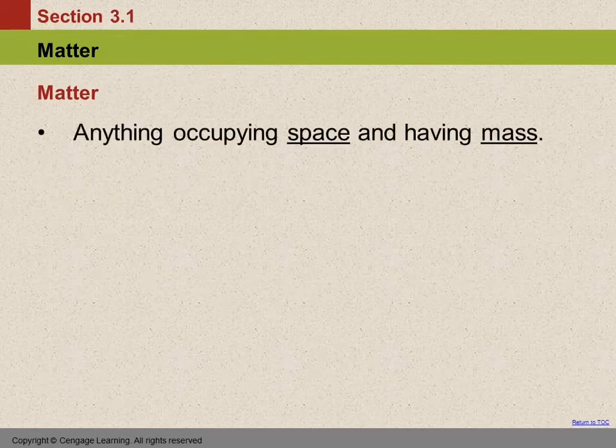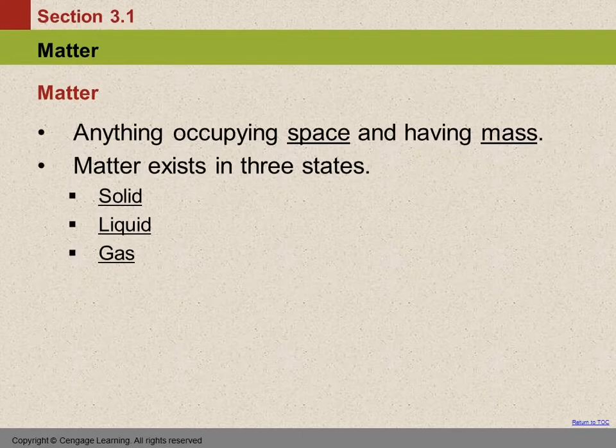Matter is anything that occupies space and has mass. Matter exists in 3 different states: a solid, liquid, or gas. And we encounter things in these different states. The air that we're breathing is in the gas state. The water in your water bottle that you're drinking is a liquid. The chair that you're sitting on, thankfully, is solid. And those are the 3 states that matter can exist in.